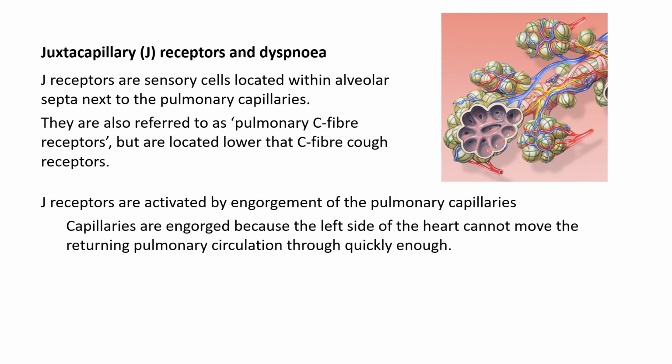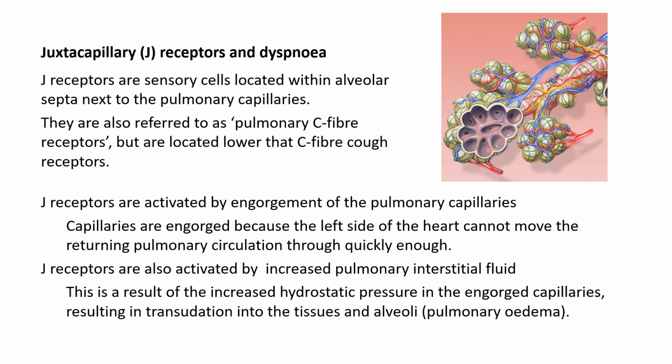So what do they do? They're activated by the engorgement of the pulmonary capillaries. So if there's any inability to push the blood through into the systemic circulation, there will be back pressure into the pulmonary capillaries, and they become engorged. The left side of the heart can't move the returning pulmonary circulation through quickly enough.